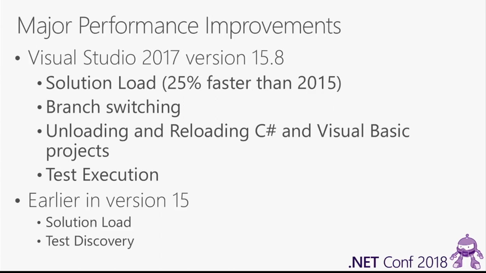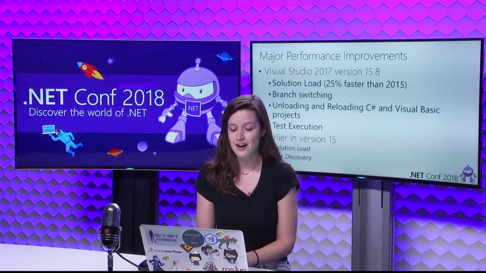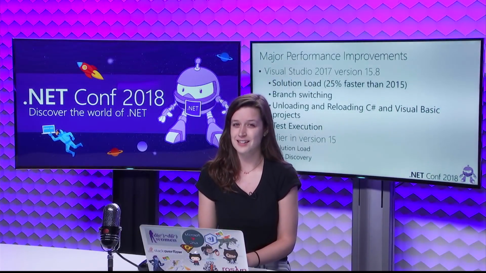Something we also focused on improving performance for is branch switching. That can really interrupt your development flow if you're not being able to switch in between branches really quickly, so we are focusing on that. We also focused on unloading and reloading C# and Visual Basic projects, making that a lot faster, as well as test execution.